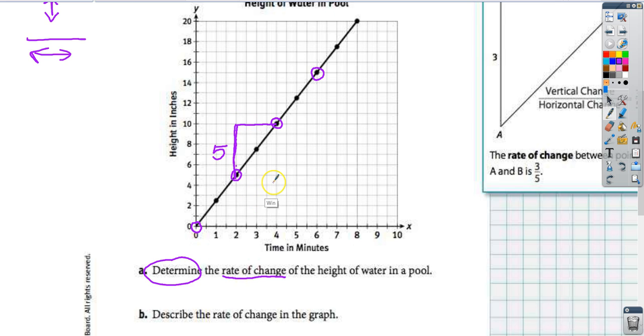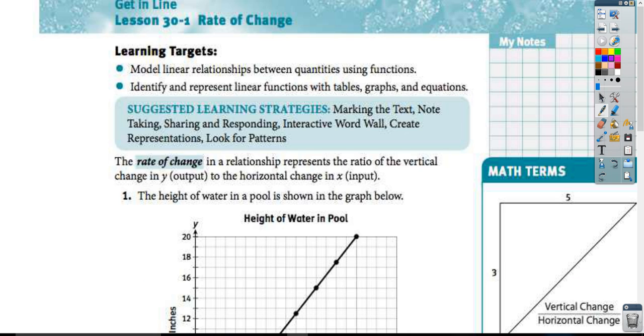I'm going to count the top. Okay, the most important thing you need to know about this lesson, lesson 30-1, is that rate of change is the exact same thing as slope. Okay?